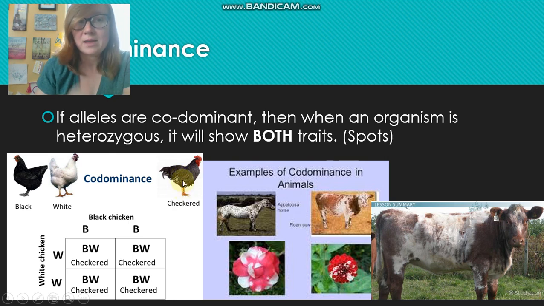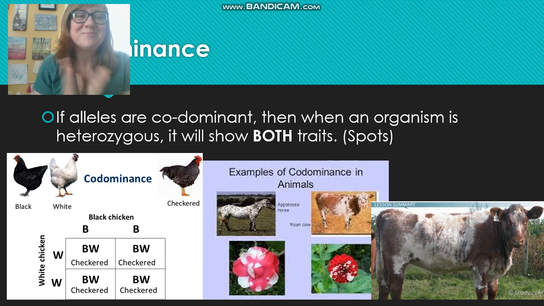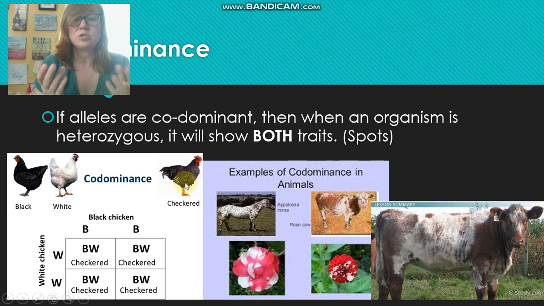I know it looks gray. Look, do yourself a favor. Look up a picture of a checkered chicken. They're cute. So here's a tiny one. Both the black and white will show up. That's how you get this, or spotted animals.